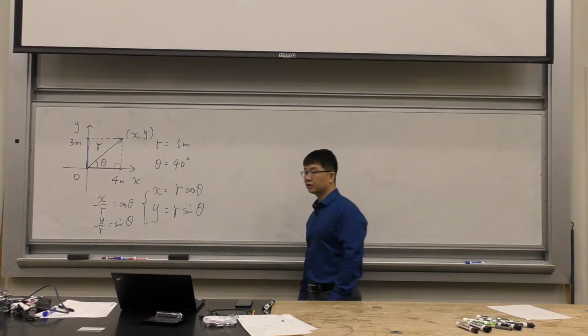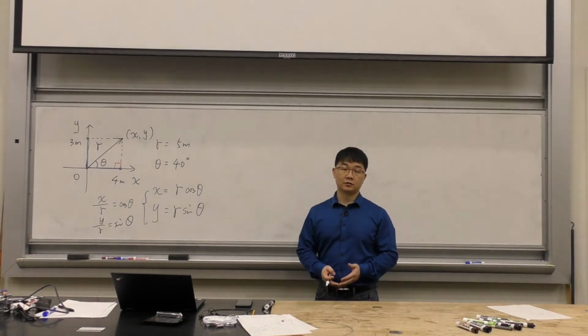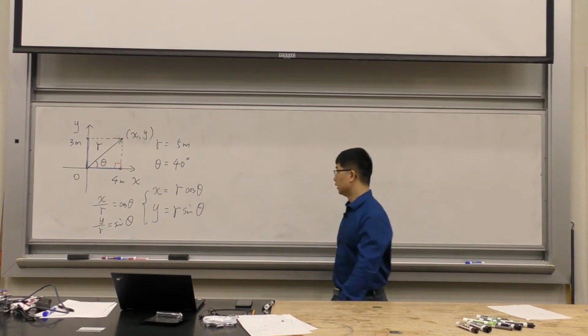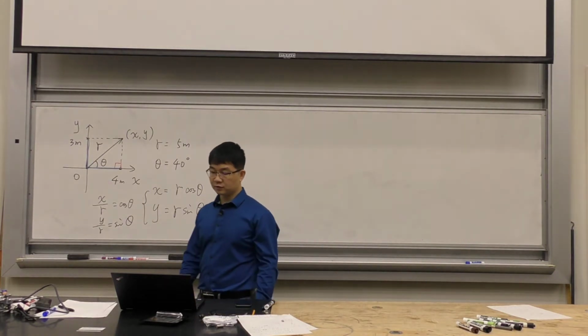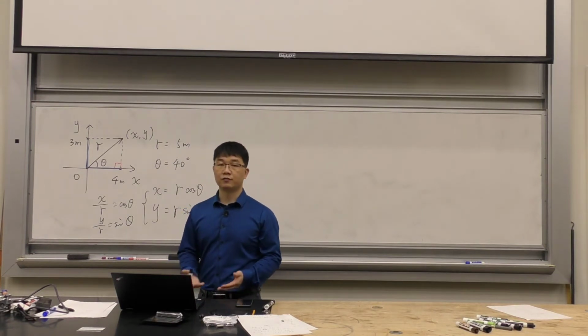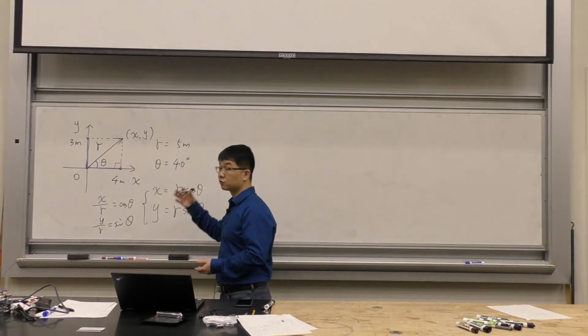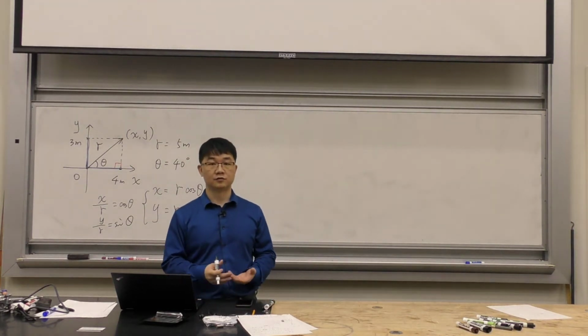So that's how you find the components, if I tell you the magnitude and the direction of this vector with an angle. And then you can do things backwards. If I tell you the x and y components, you can also find the magnitude and direction of this vector.